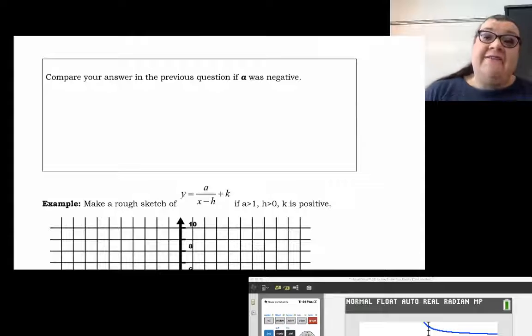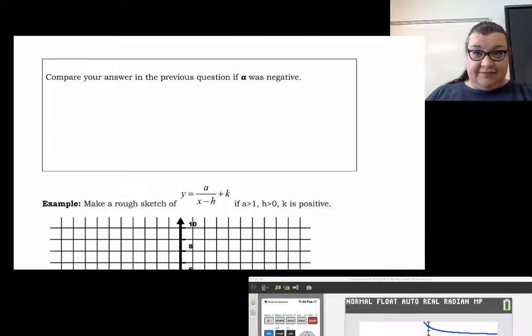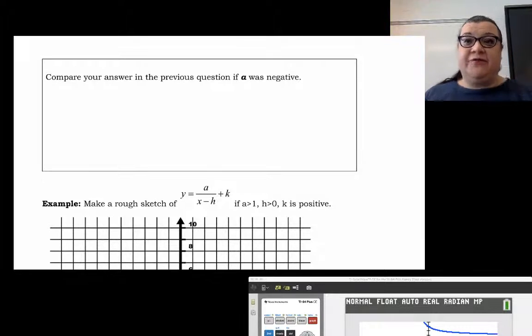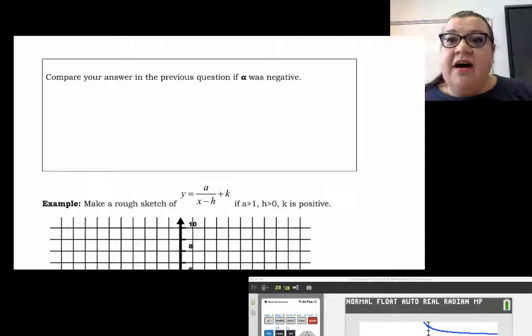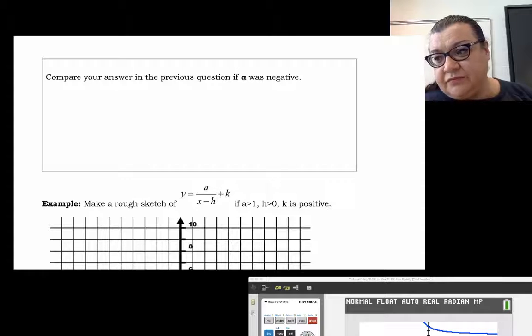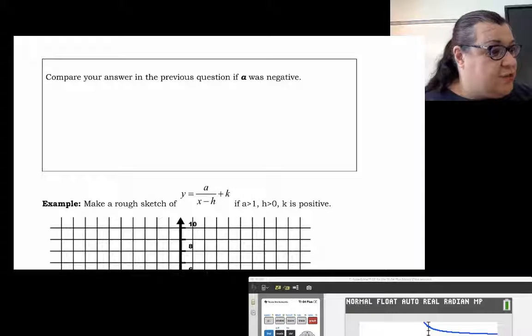All right, what if a is negative? How is that going to change? So a being negative, of course, would give us a reflection across the x-axis, just like a being negative has always done. So your domain and range will not change. Domain and range will stay the same.